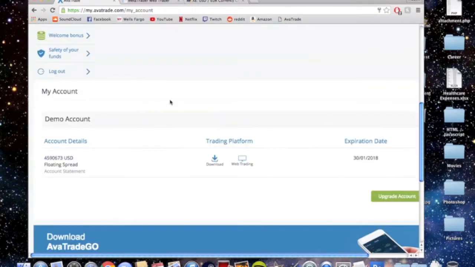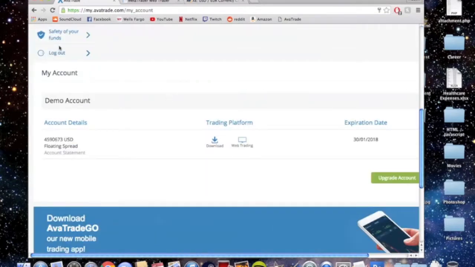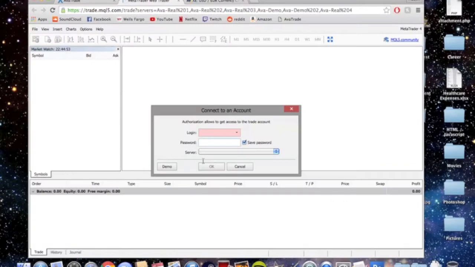It's completely free, and then once you sign in, you can scroll down here to the bottom, click on, you can either download their platform or do web trading. I'm just going to do web trading for today. It'll open up this box, an email with this login information, password, and the server to use your demo.